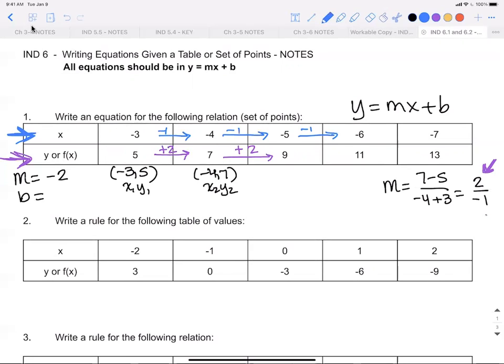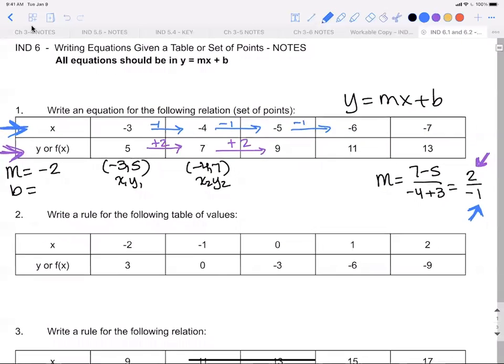Well, again, looking at my slope when I found it using my formula, isn't that the change I saw in my x's? So my slope is the change in y, which is increasing by 2, over the change in x, which in this case is decreasing every time by 1. So my slope is a -2.